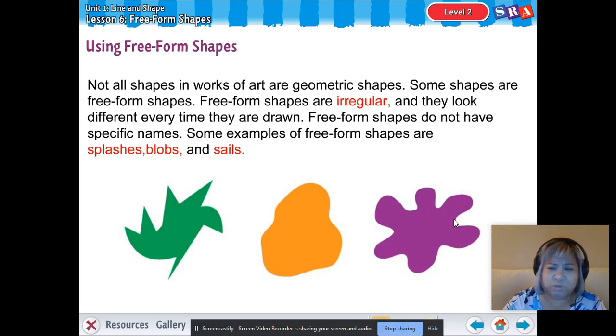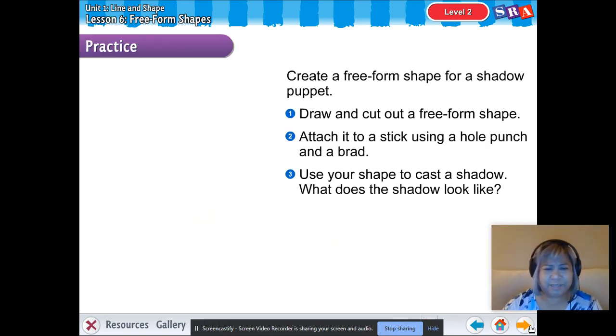Not a circle, not a square, not a triangle. It's a blob or a splatter. So we call those freeform shapes. Easy enough, right?